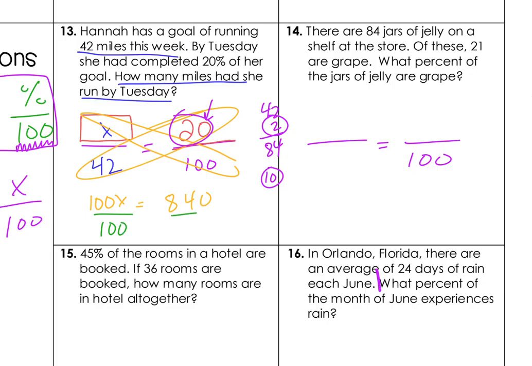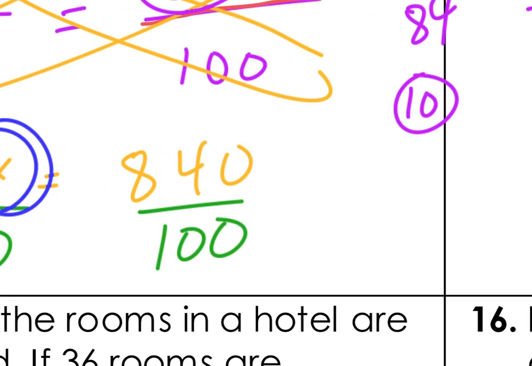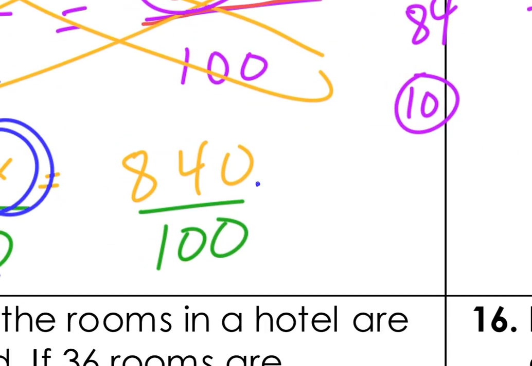Divide both sides by 100. Why are we dividing? Because right here, x is multiplying 100. And how you get rid of multiplying by 100 is dividing by 100. So now we're left with the x. And whenever you divide by 100, you take the invisible decimal and you move it twice to get 8.4 miles.